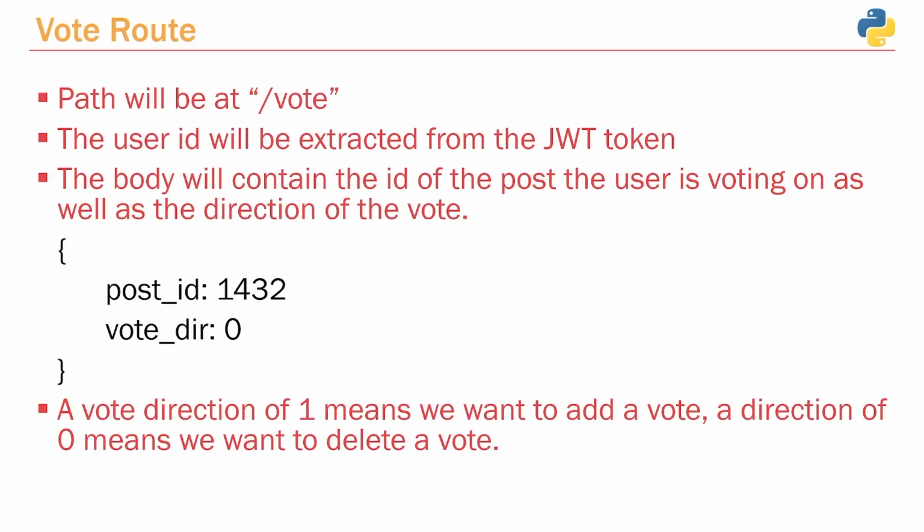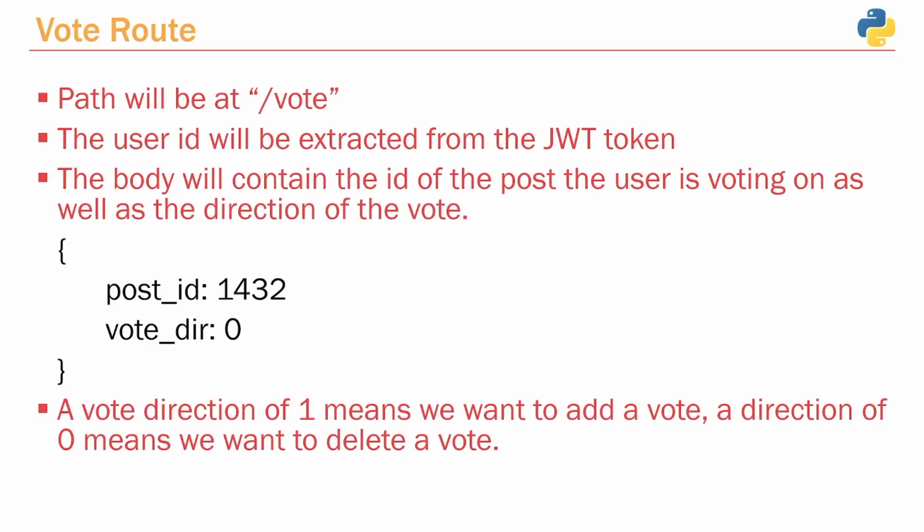Now the user ID, the user who's trying to vote on or like a post, the ID of that user is going to be extracted from the JWT token, so we don't actually have to extract that from the body. We don't need to include it in the body. However, the body itself is going to contain 2 pieces of information: the ID of the post we're trying to like, as well as the direction of the vote.